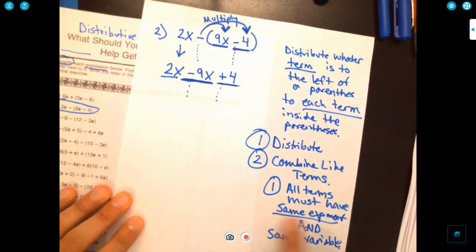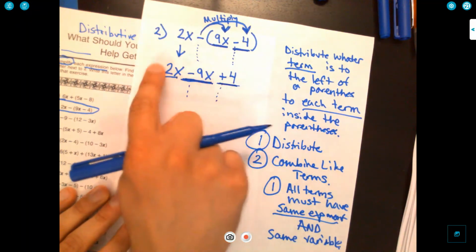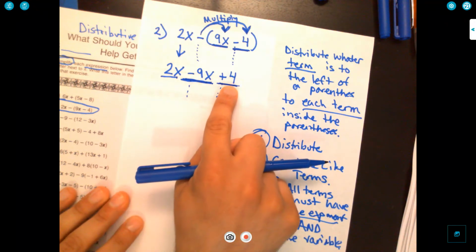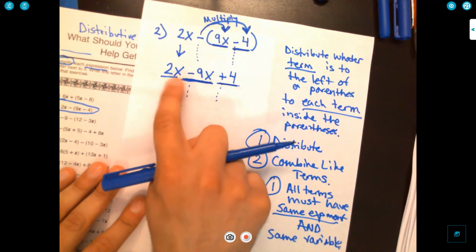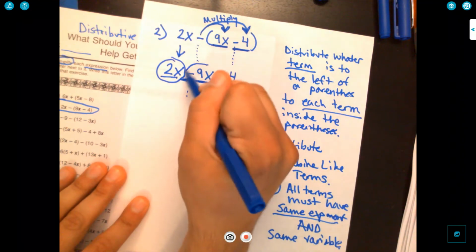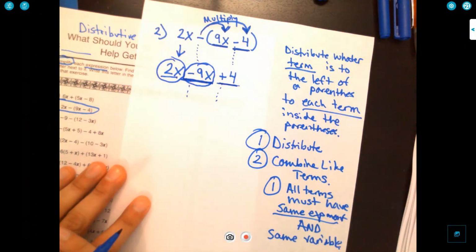So now we need to see if they have the same exponent. There are no exponents, so we assume they all have the same exponents, and they have the same variable. Positive 4 doesn't have a variable, but these two terms have an x variable, so that means we can combine 2x and negative 9x.